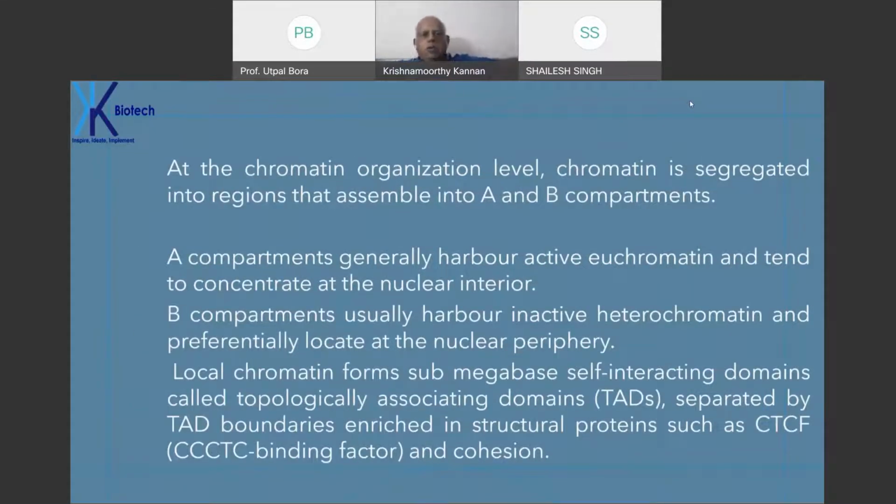At the chromatin organization level, chromatin is segregated into regions that assemble into A and B compartments. A compartment generally harbors active euchromatin and tends to concentrate at the nuclear interior. I told you it comes more in the center, not in the periphery of the nucleus. B compartment usually harbors inactive heterochromatin and prefers to locate at the nuclear periphery. So B compartment is normally seen near the periphery, whereas A compartment is seen at the interior of the nucleus, somewhere around the central region. Local chromatin forms sub-megabase, self-interacting domains called topologically associated domains.